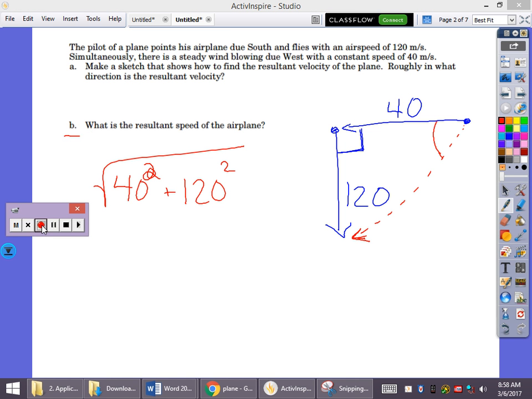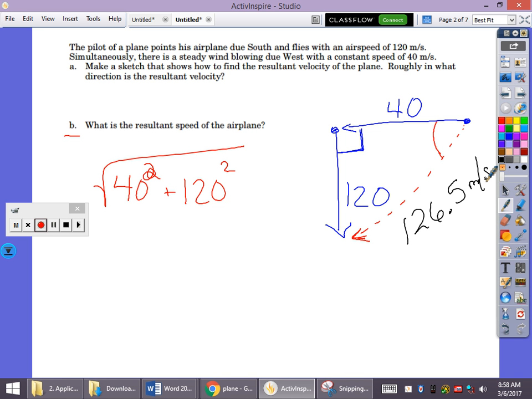An answer. Who's got an answer for me? 126.5. Do I have a second? Did somebody else second that? Okay, we're going to go with it. 126.5 meters per second. Now, what type of triangle is this again? It is a right triangle.